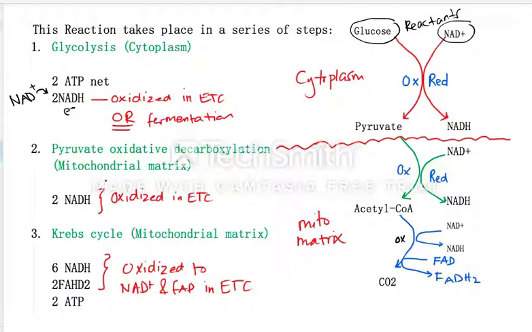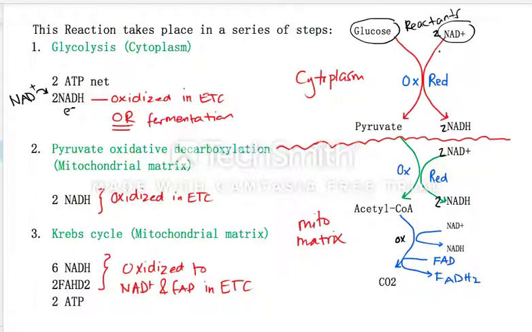This reaction occurs in the mitochondrial matrix, and it produces 2 NADHs, which means 2 NAD+ are being reduced to NADHs. This is an oxidation: pyruvate to acetyl-CoA is an oxidation, and NAD+ to NADH is a reduction. The third step is the Krebs cycle, which also occurs in the mitochondrial matrix. It produces 2 ATPs, 6 NADH, and 2 FADH2. Acetyl-CoA is being oxidized to CO2 at the same time that NAD+ is being reduced to NADH and FAD is being reduced to FADH2. All of these are redox reactions.